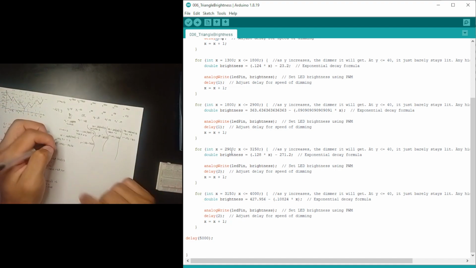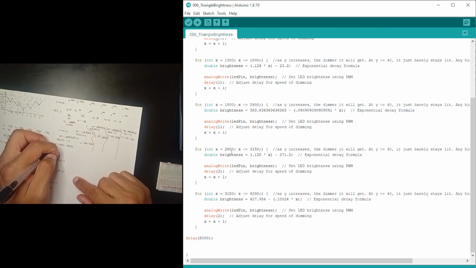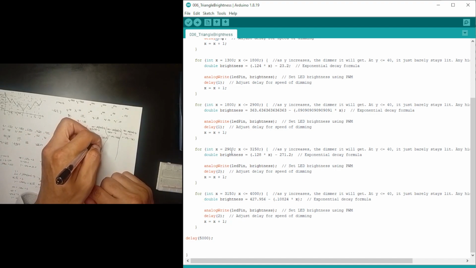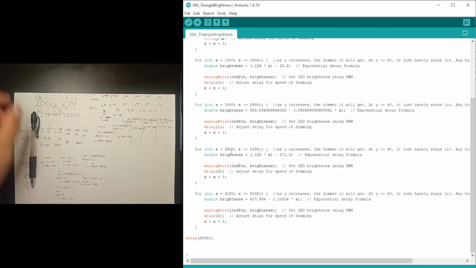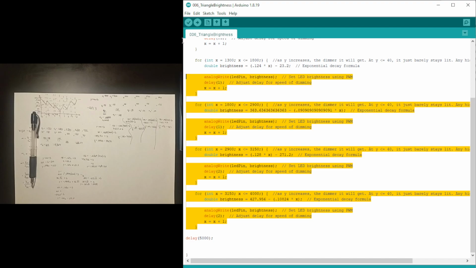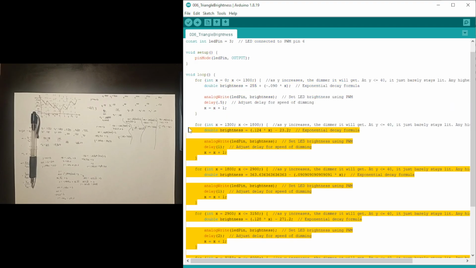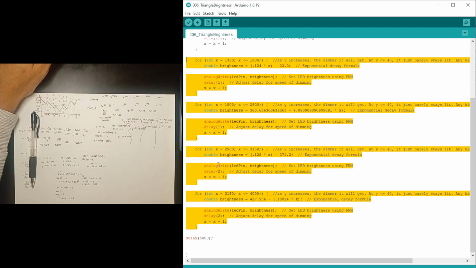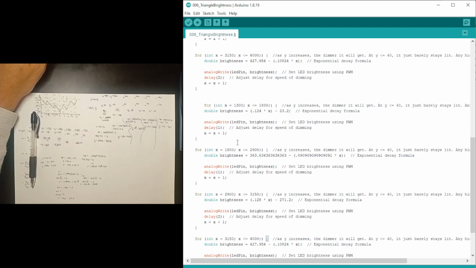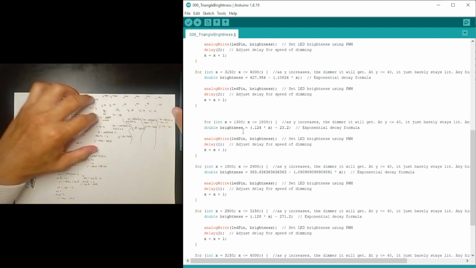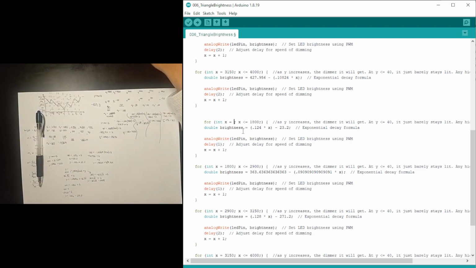So we have our new equations. 6, 7, 8, 9, 10. So that would just be a matter of, let's see, doing all of that again. So 4,000, 4850.